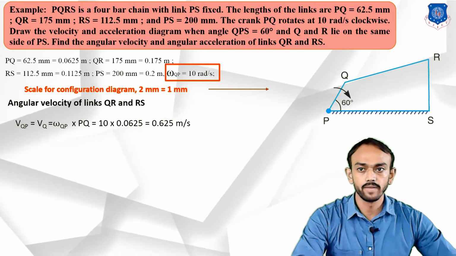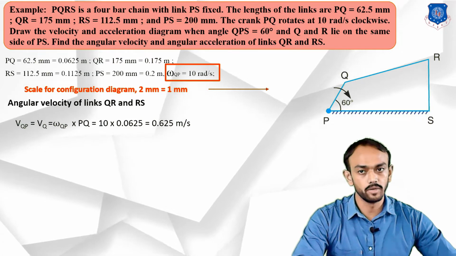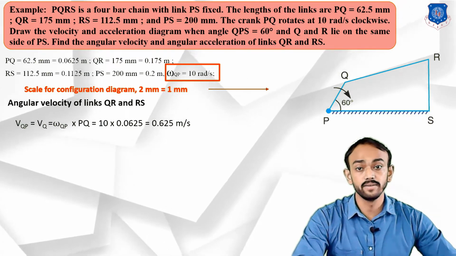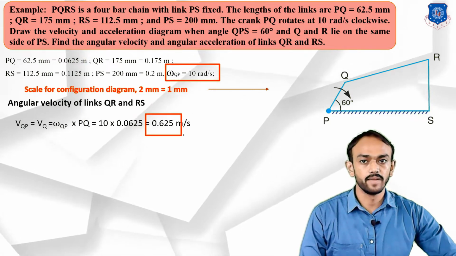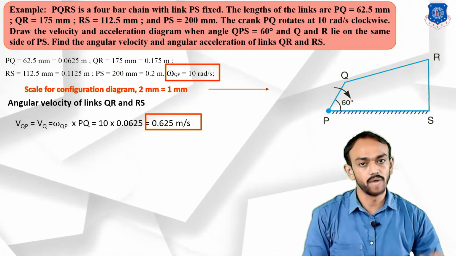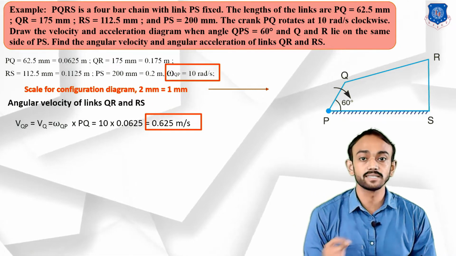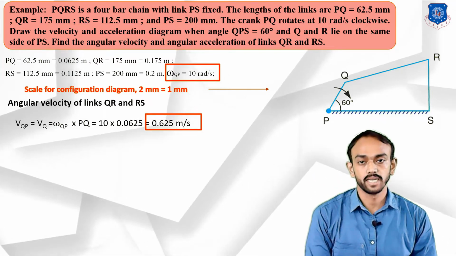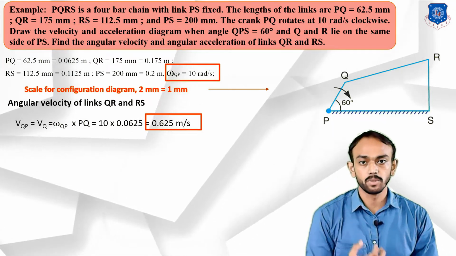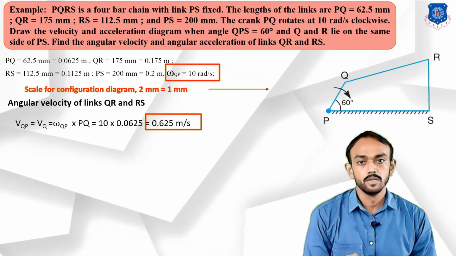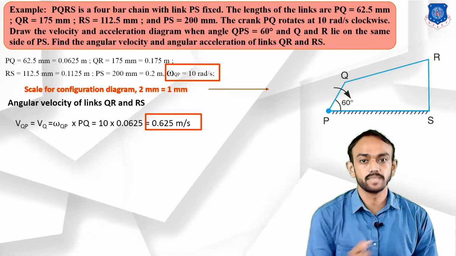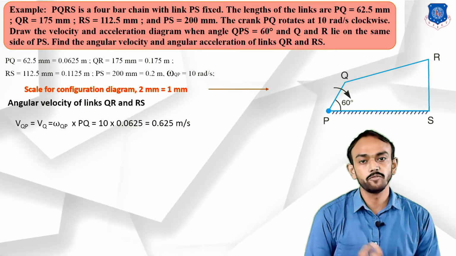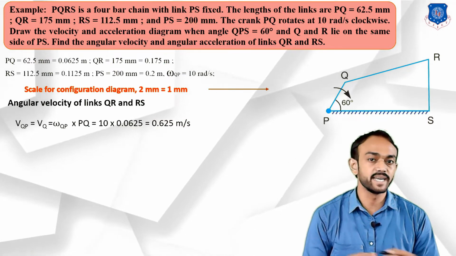Okay, so linear velocity of QP is equal to angular velocity into length, and length is given in meter. So what have we found? We have found the velocity, 0.625 meter per second. Now we can start the velocity diagram. For that, first of all we have to take a scale. So 0.625 meter per second, what scale can we take here?